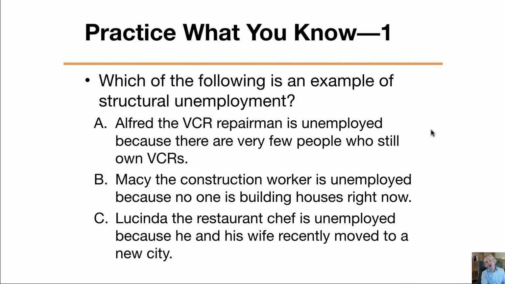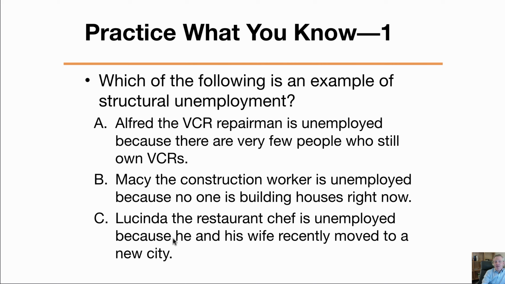So I want to end this first screencast of Chapter 20 with a little sample multiple choice question. Which of the following people is structurally unemployed? Alfred, the VCR salesman, he's unemployed because there are few people who still want VCRs. Macy, the construction worker, she's unemployed because no one is building houses right now. And then Lucinda, the restaurant chef, is unemployed because he and his wife recently moved to a new city.